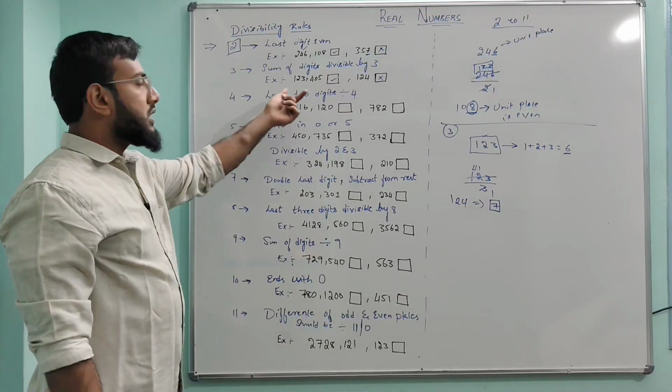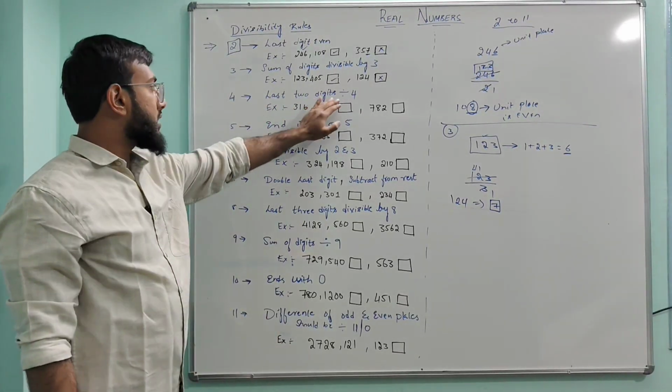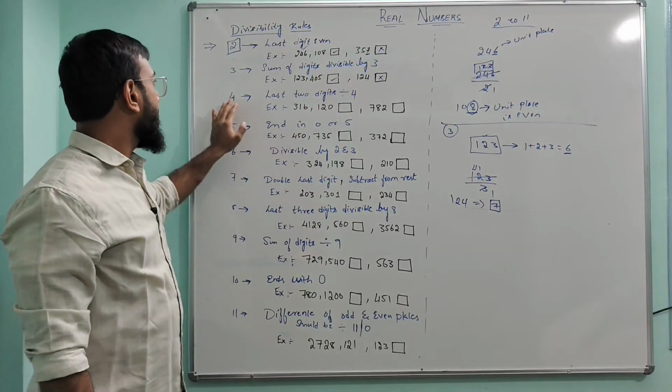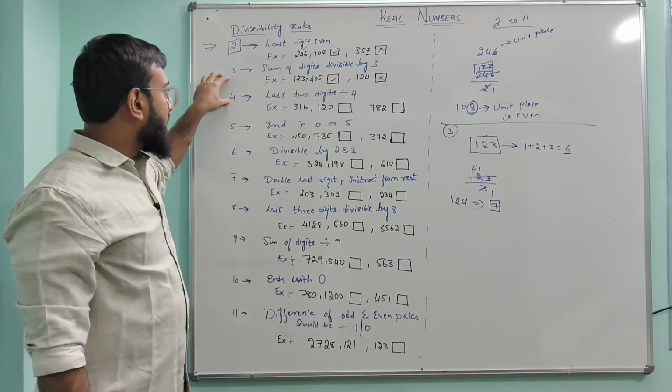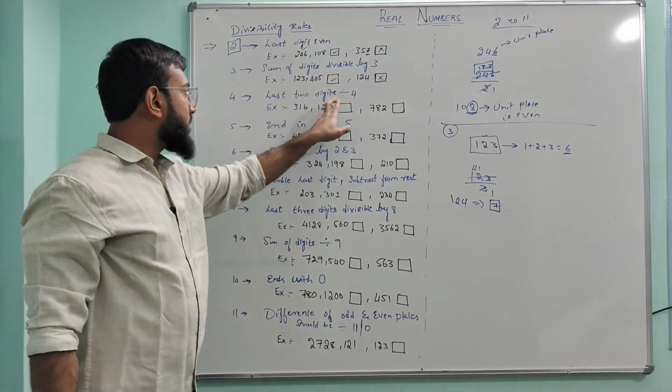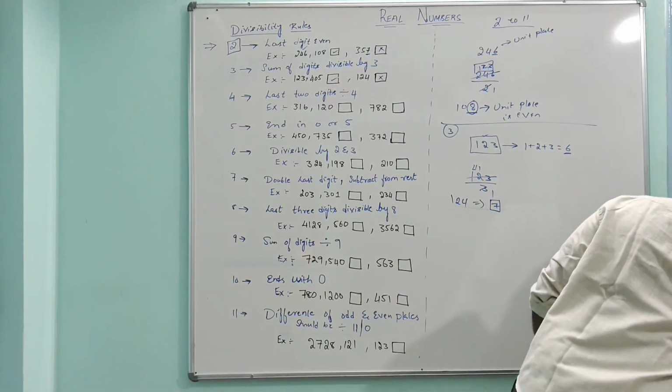Next, go with the last 2 digits. For the divisibility rule of 4, the last 2 digits must be divisible by 4. Take an example.